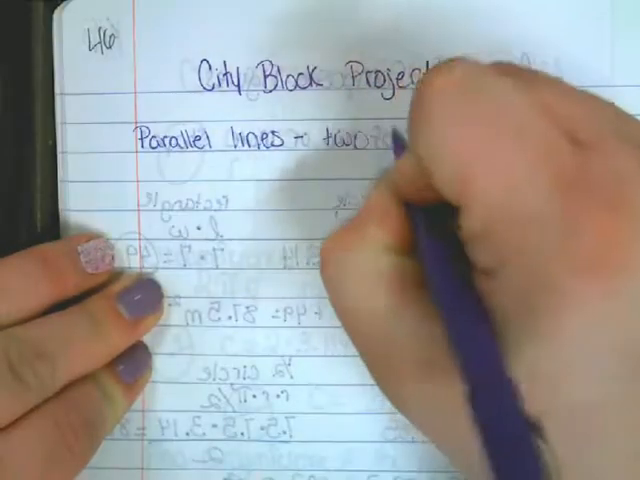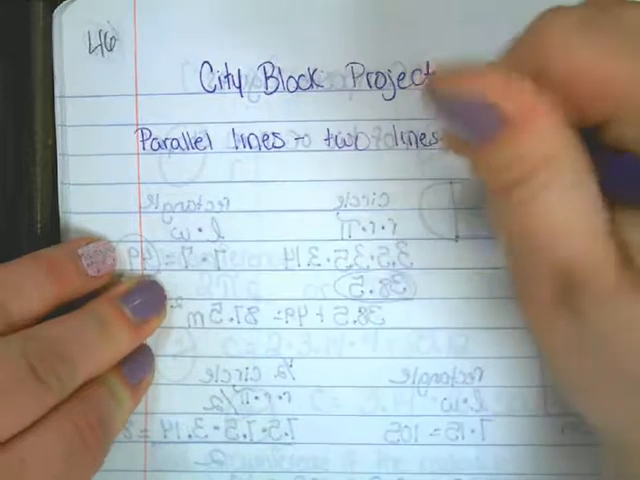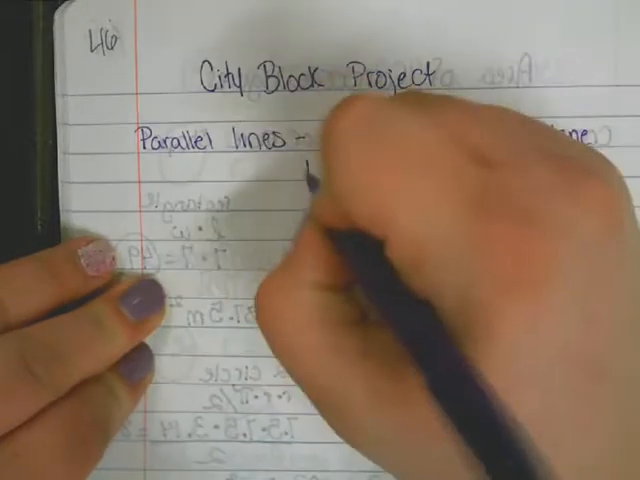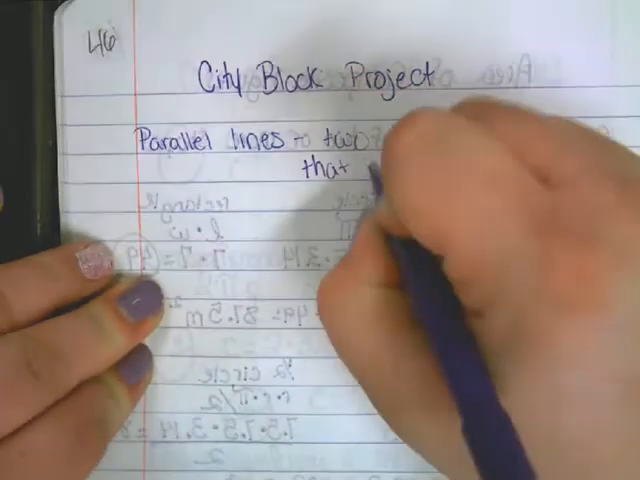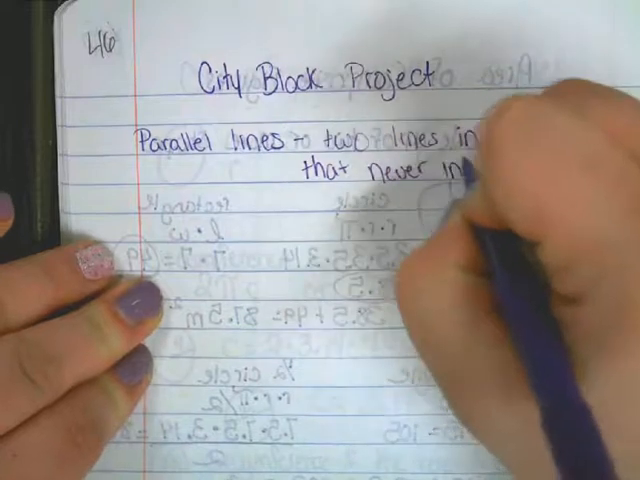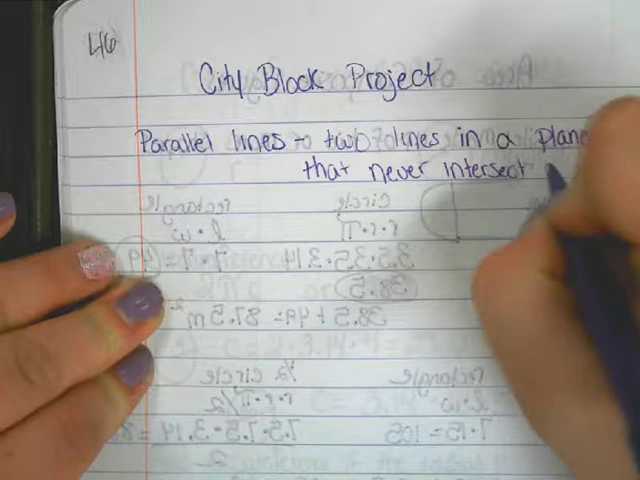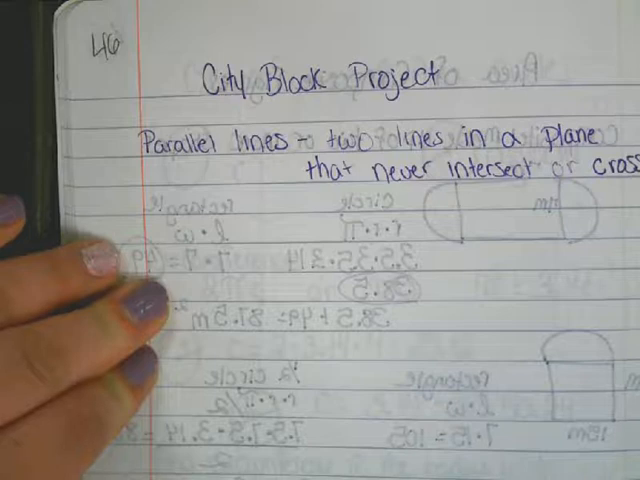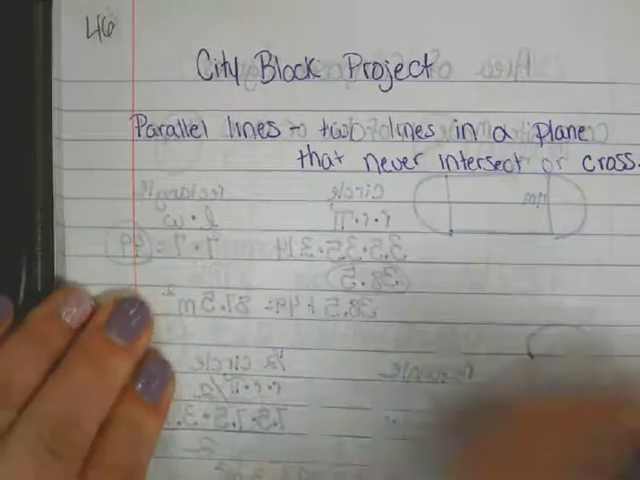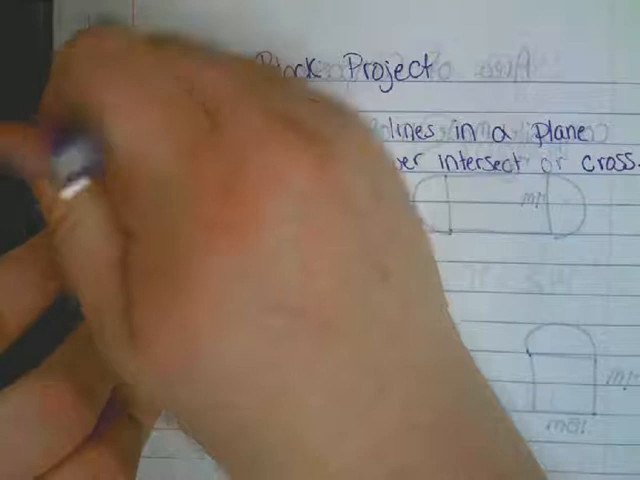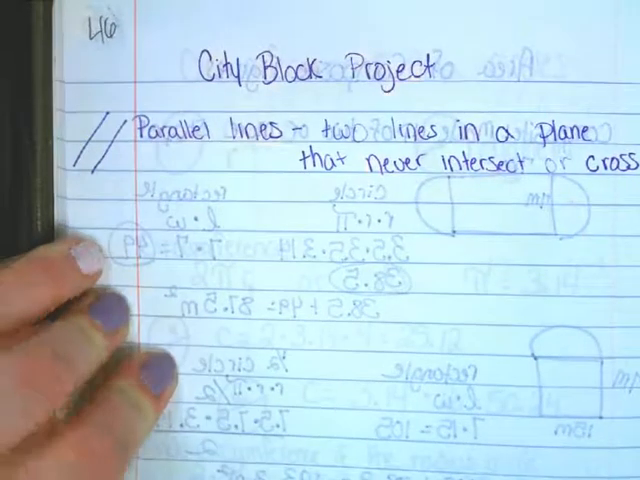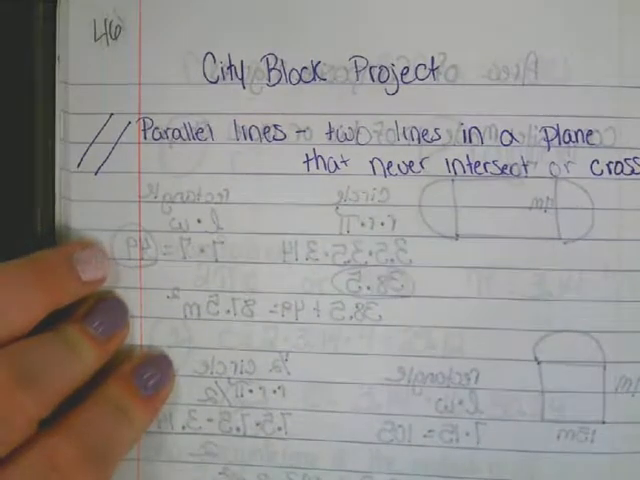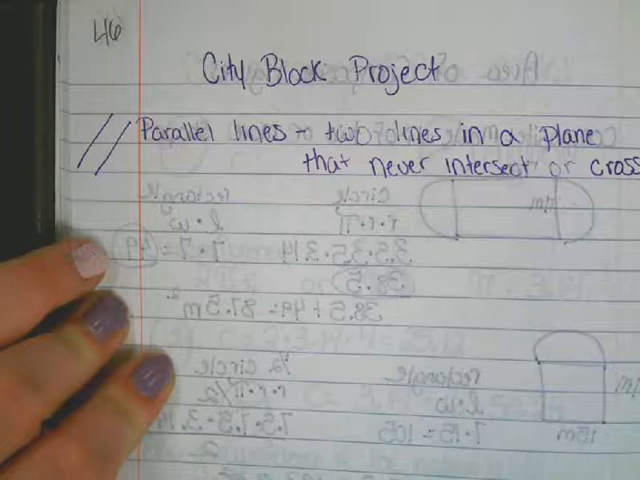So two lines in a plane that never intersect or cross. So if you have parallel lines, do you agree that these two lines are parallel? Yes, they never meet, they never cross. In a plane that never intersect or cross.